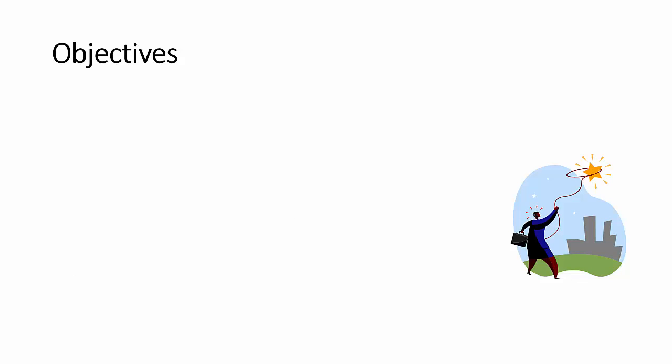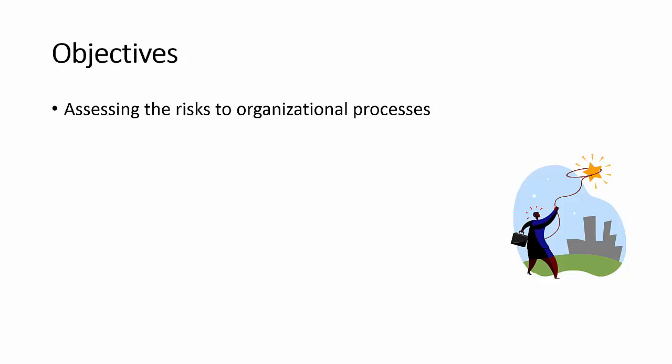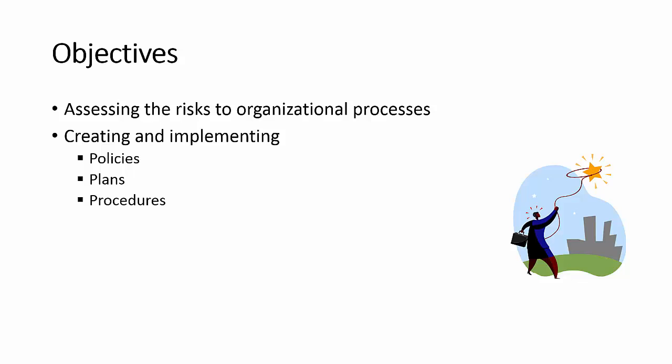To accomplish these goals, you need to work on the following objectives. First of all, assessing the risks to organizational processes. You have to understand the risks associated with your organizational processes. The next is creating and implementing policies, plans, procedures, and processes to deal with these emergency situations.